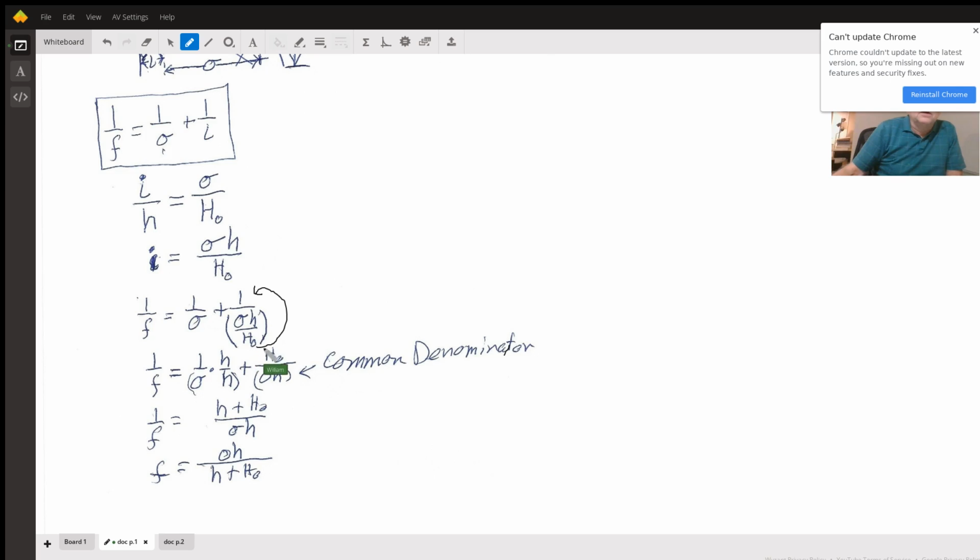If we look here, we can see that we can rearrange this, substitute in for I, and put the O up here on the top. And if we multiply the left term by H over H, we end up with a common denominator, OH. H plus h over OH. If we flip that around, we can say OH over H plus h is equal to the focal length.